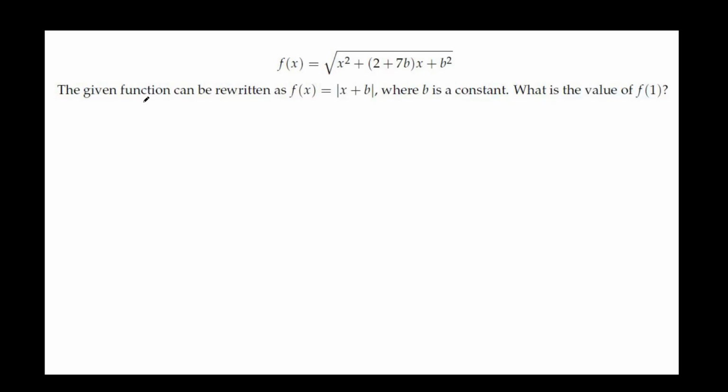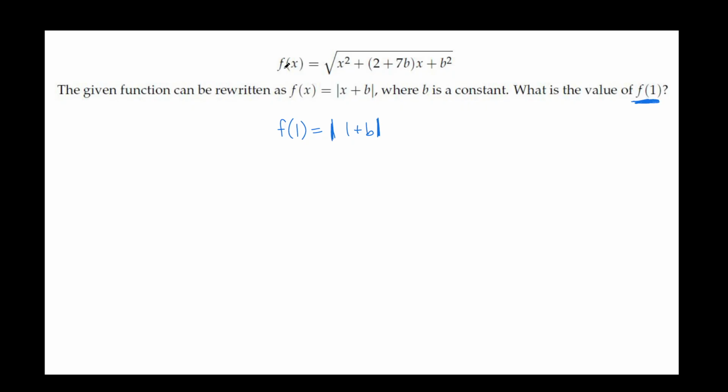All right, it says the given function can be rewritten as f of x equals the absolute value of x plus b, where b is a constant. What is the value of f of 1? Well, if I want the value of f of 1, I could just plug in 1 straight away. That would give me the absolute value of 1 plus b over here.